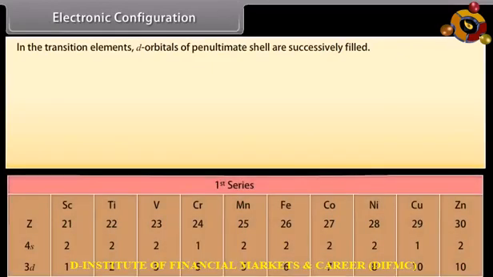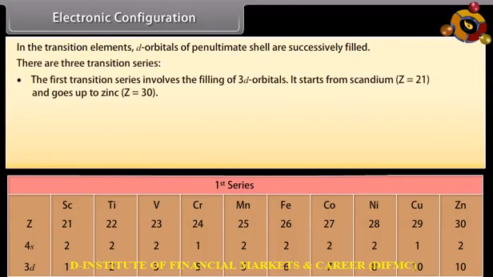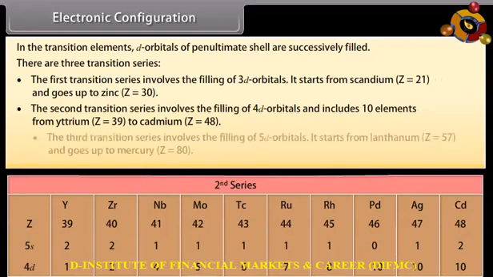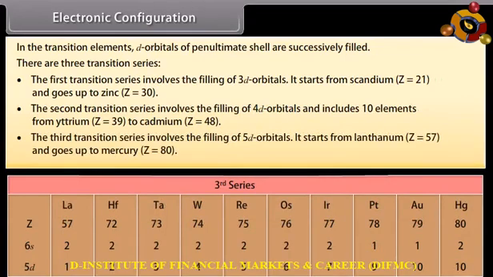Electronic configuration. In the transition elements, d orbitals of penultimate shell are successively filled. There are 3 transition series. The first transition series involves the filling of 3d orbitals. It starts from scandium and goes up to zinc. The second transition series involves the filling of 4d orbitals and includes 10 elements from yttrium to cadmium. The third transition series involves the filling of 5d orbitals. It starts from lanthanum and goes up to mercury.